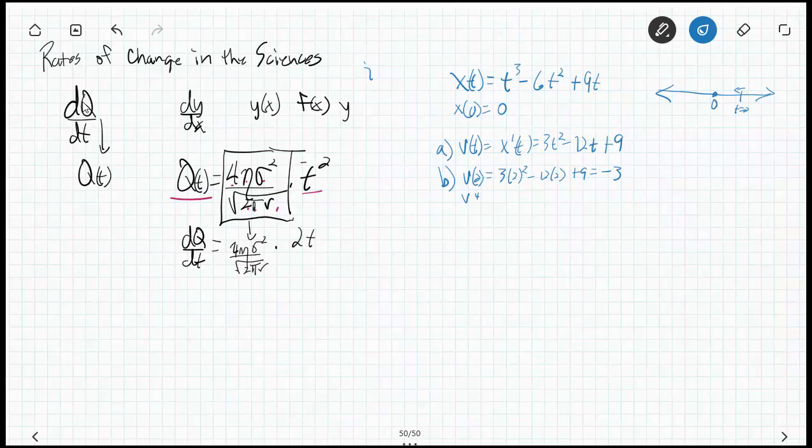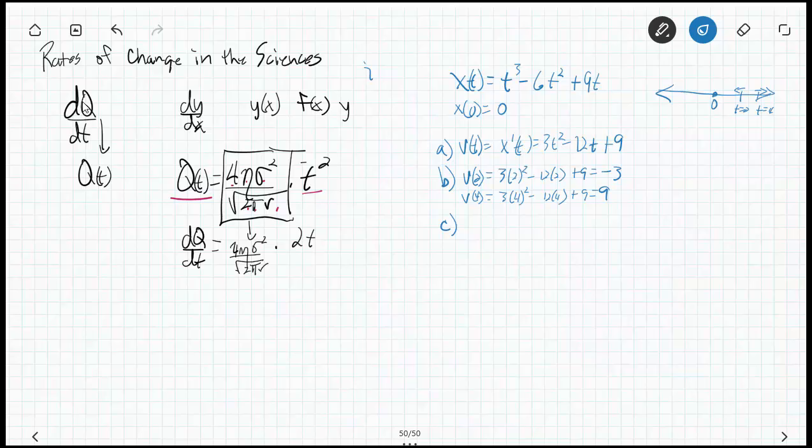V of 4, same thing. It's going to be 3 times 4 squared minus 12 times 4 plus 9. Let's see if I can do this relatively quickly. 3 times 16 is 48, minus 48, plus 9. Hey, that's pretty easy. That means out here at t equals 4, the particle is moving to the right. Easy, isn't it?